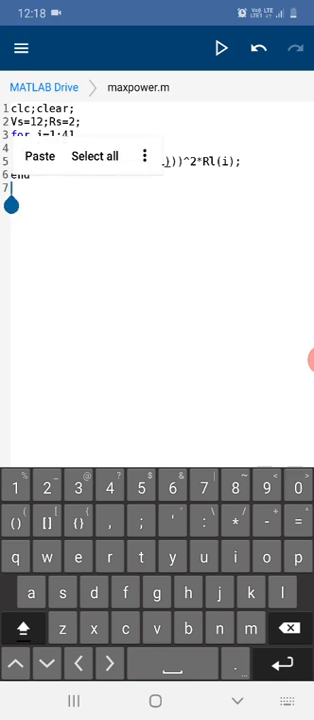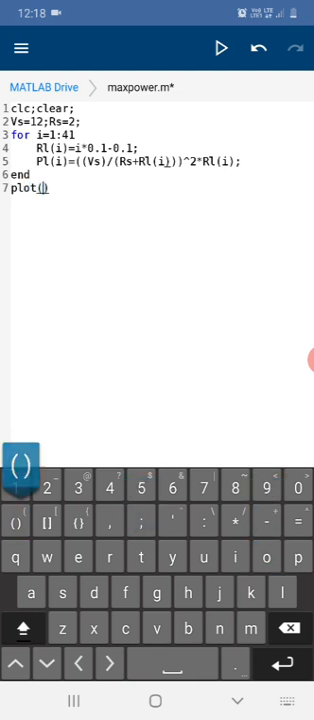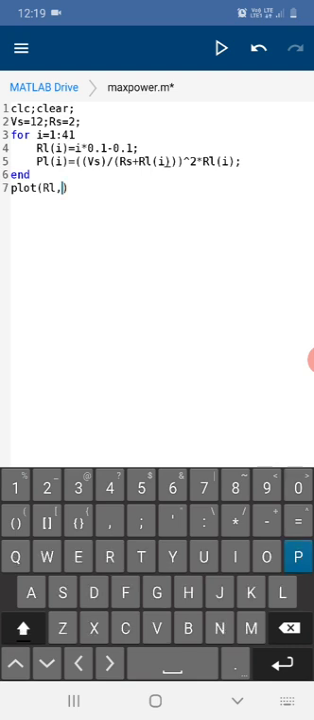And we use the plot command, plot of, here we don't use RL of I, PL of I. We use RL, PL, because in this graph when we use RL of I, PL of I, then it only shows a point, but we want a graph of RL and PL.